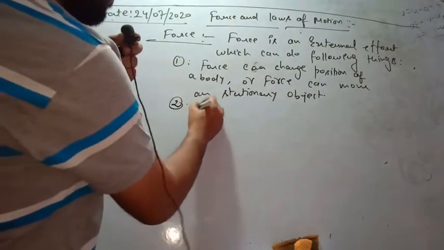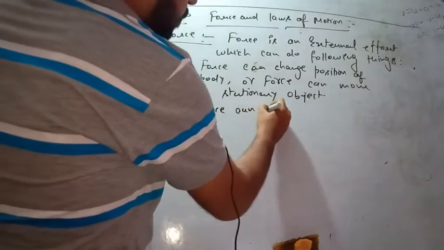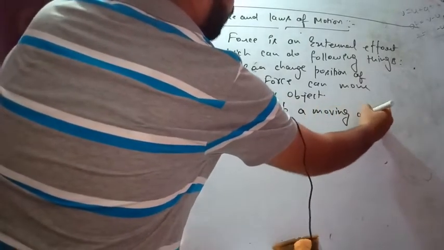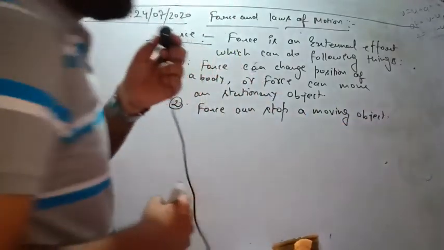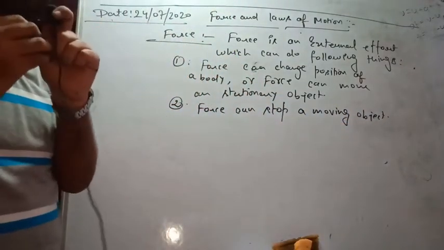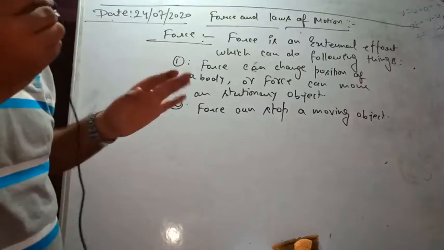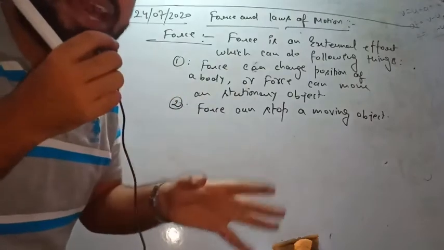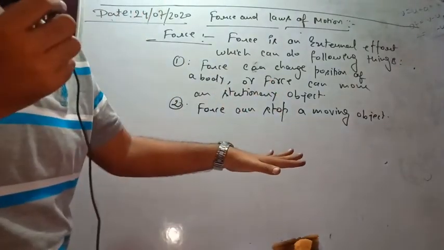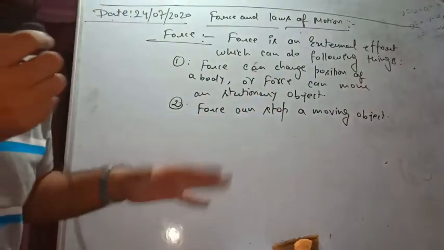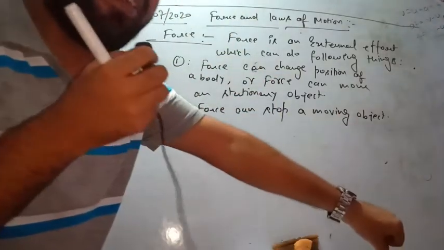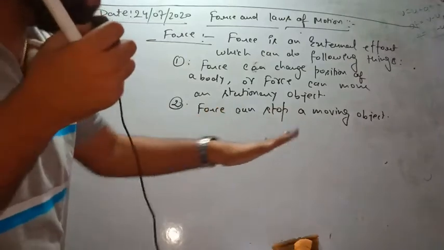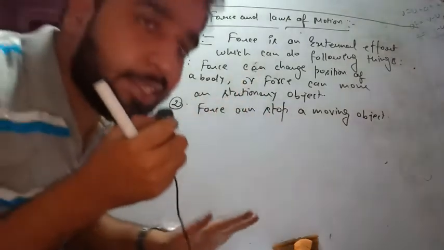Another thing, force can stop a moving object. This is also possible, that one object is moving and by applying force, that object will stop. For example, your friend is moving on a bicycle and you apply a certain amount of force. You can stop him. He is going on the bicycle and you just stop it by the carrier, and you will find that you are able to stop it once you apply a justified force.